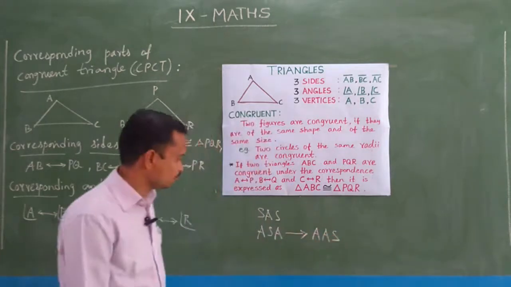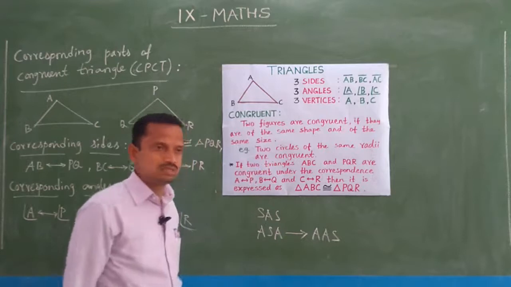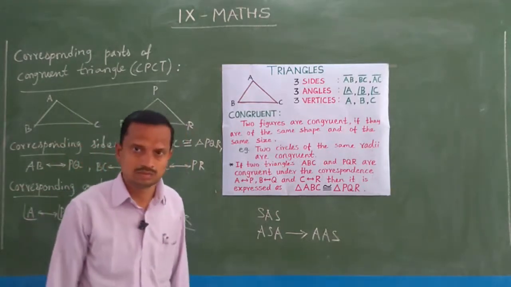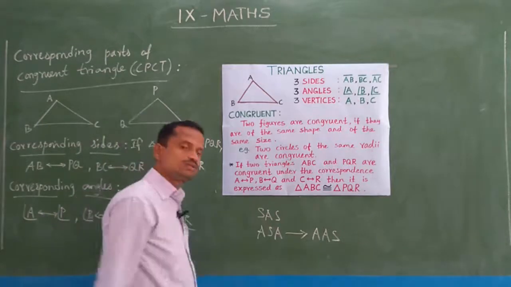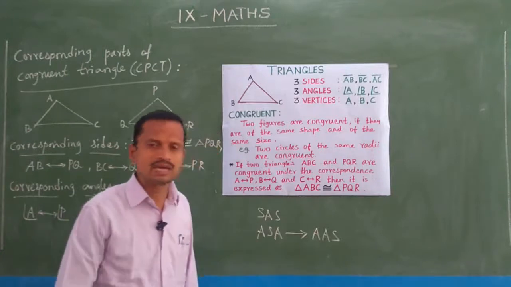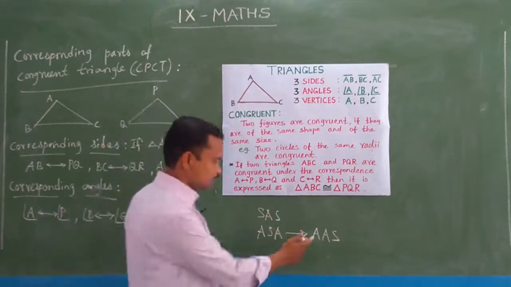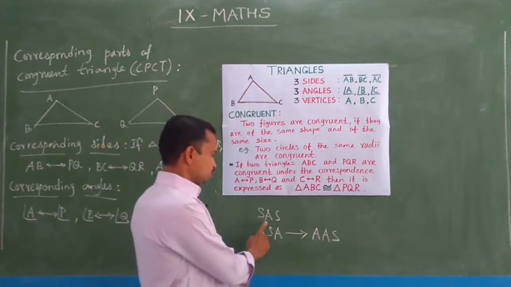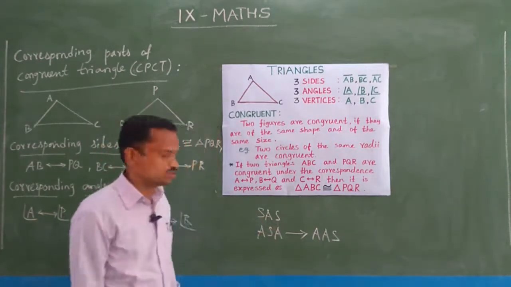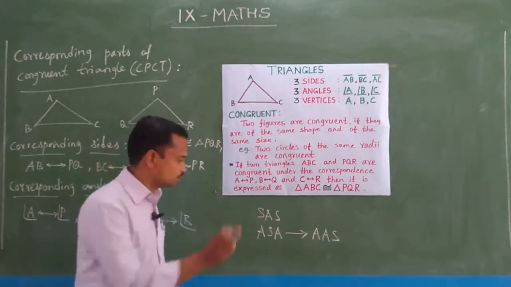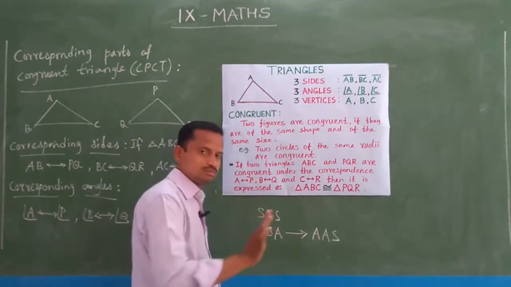AAS. S represents side, A represents angle. Is it clear? So SAS means side, angle, side. ASA means angle, side, angle. AAS means angle, angle, side. And this one, SAS, we should not write as SSA. This is the one way, SAS, that's all.